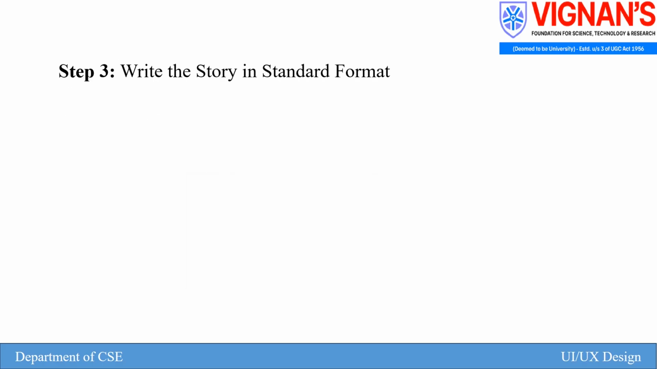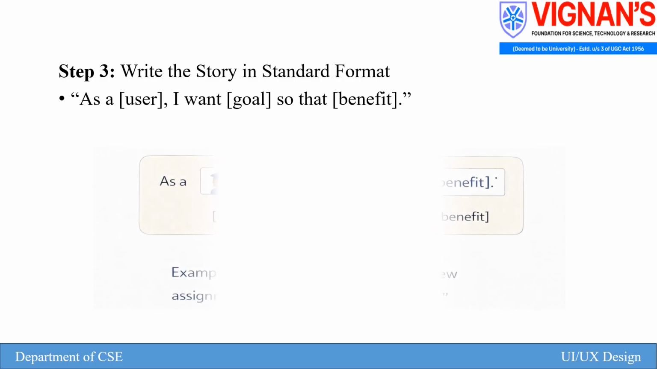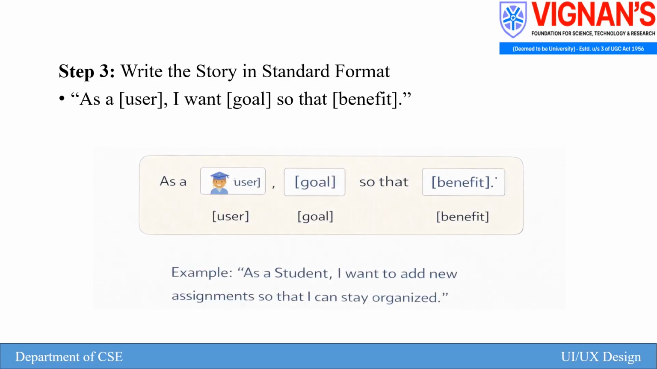Step 3. Write the user story in a standard format. The format is simple. As a user, I want a goal so that I get a benefit. This format helps us clearly understand the user's need. For example, as a student, I want to add new assignments so that I can stay organized.